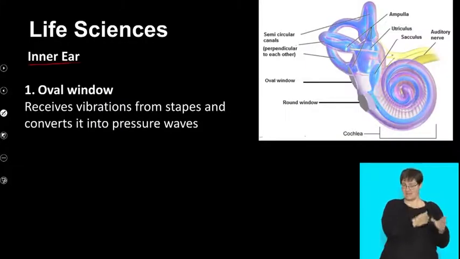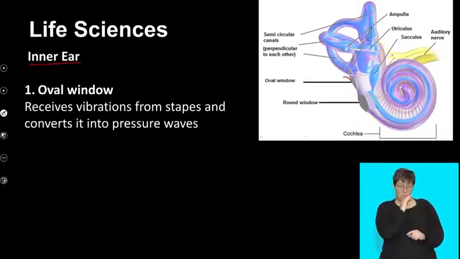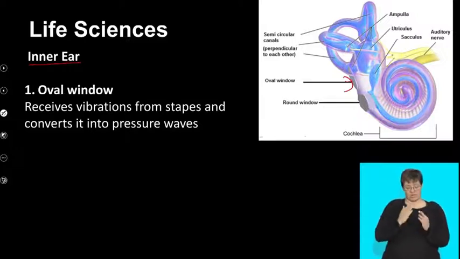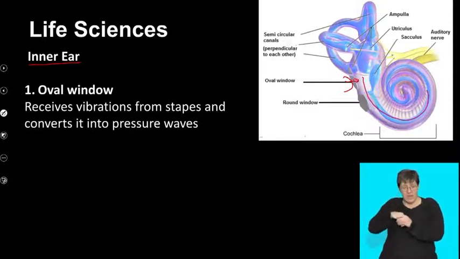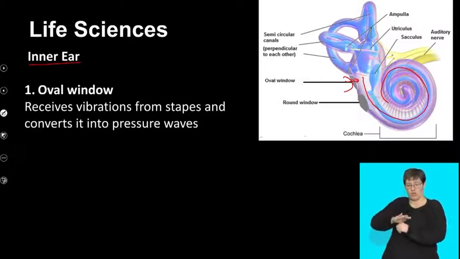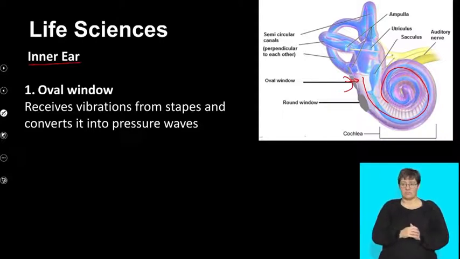Right, let's start with the first part, the inner ear. Now the oval window receives vibrations from the stapes. Now that's that little bone here, the ossicle here, right? So there's little vibrations going in there. And the moment it vibrates, it causes pressure waves in this cochlea. It's no longer vibrations, it's now pressure waves. And that's the function of the oval window.